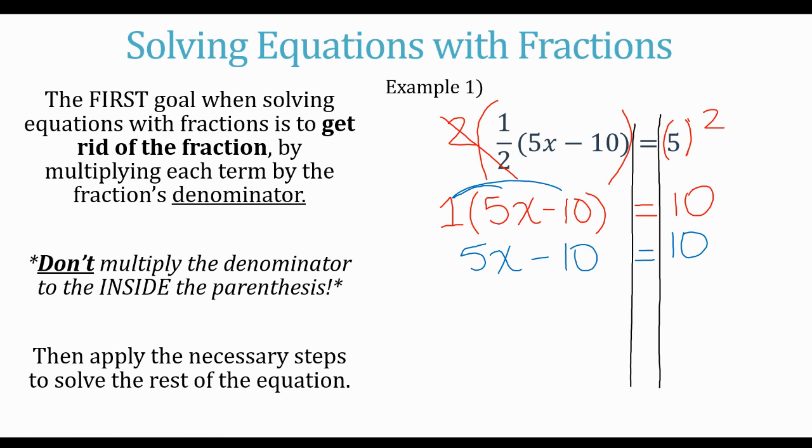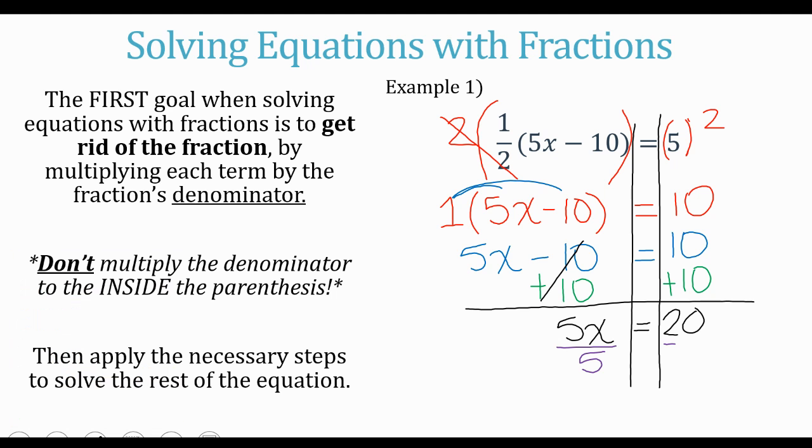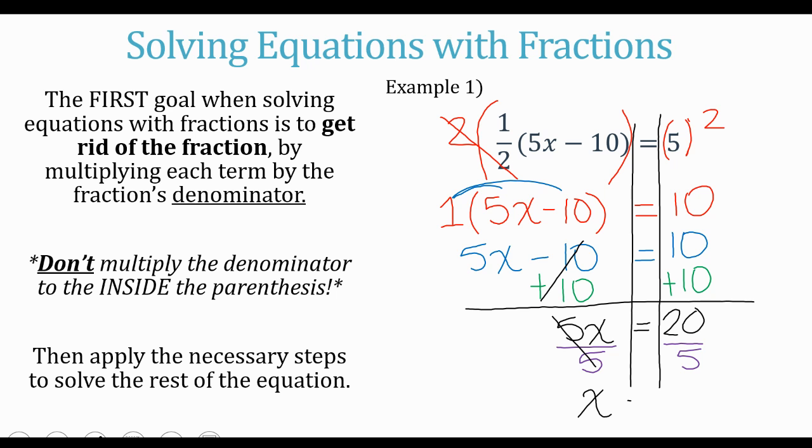The next step would be to move the constant. Now we have a 2-step equation. We're going to add 10 to both sides. This cancels. So I'm left with 5x equals 10 plus 10 is 20. And then the last step is let's just divide by 5 on both sides. And we get x equals 4. And that is our answer here. Okay, so we multiplied by the denominator to cancel out this fraction. We didn't multiply into the parentheses yet. Then once we had our constant, we distributed and then solved as we normally would.